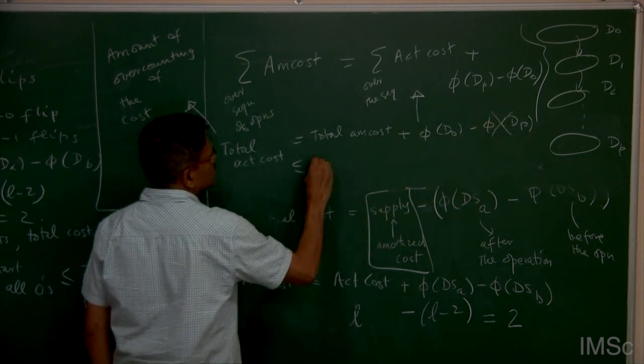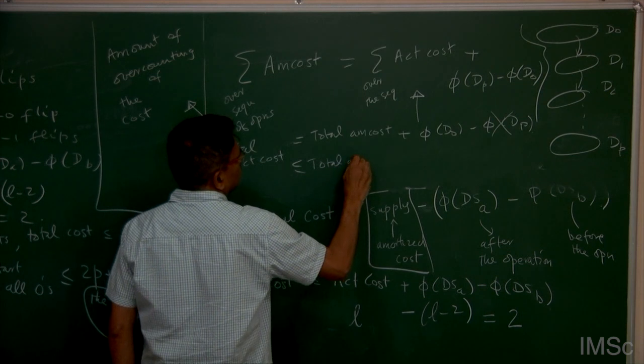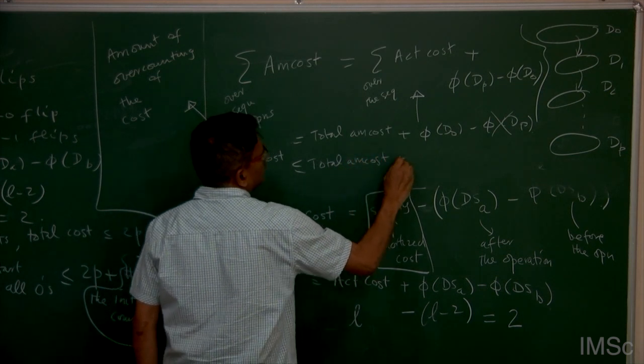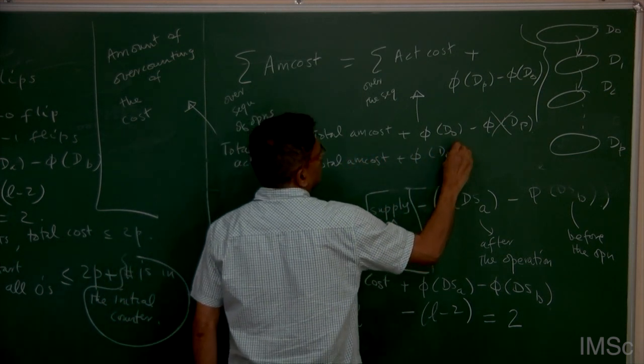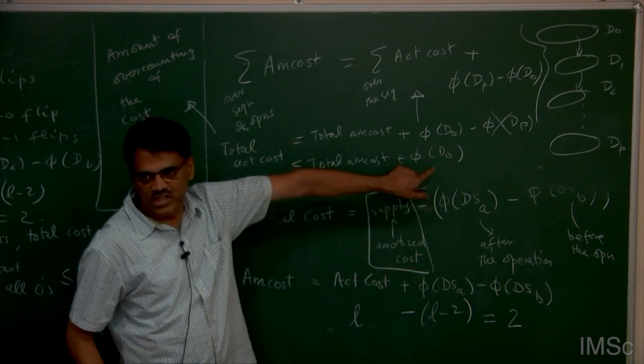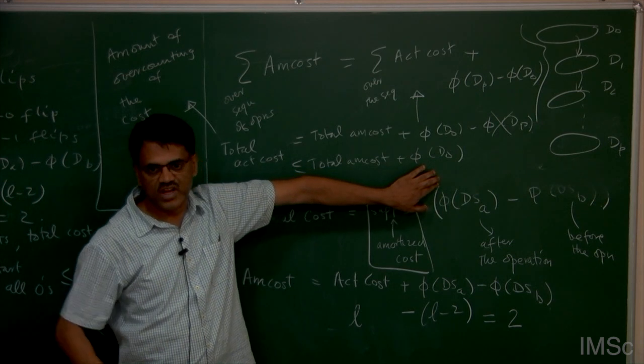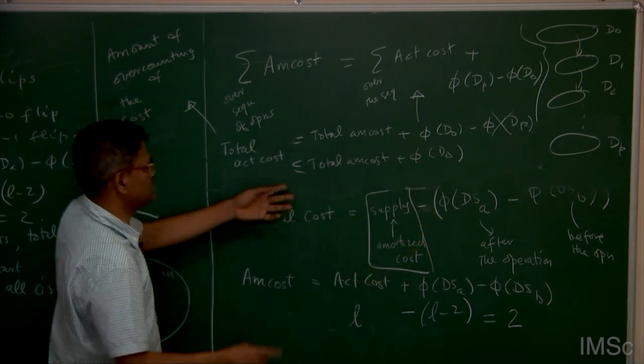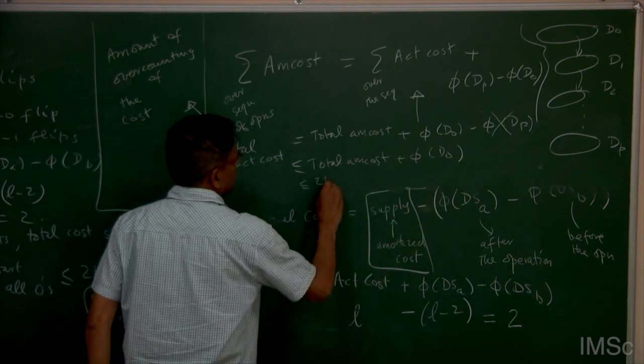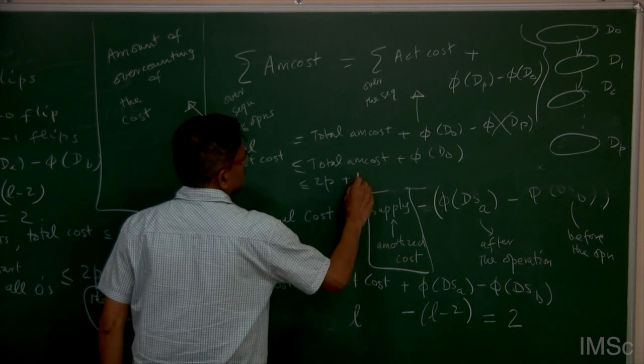So yeah, if I did not start with all zeros, then phi of D0, the potential on the initial configuration, is the number of ones. So this we already checked is 2 times P plus the number of ones.